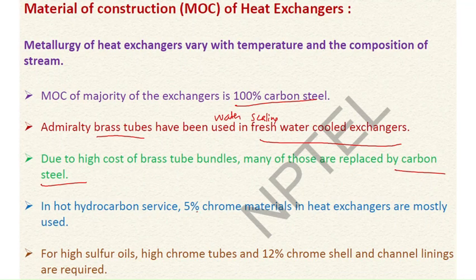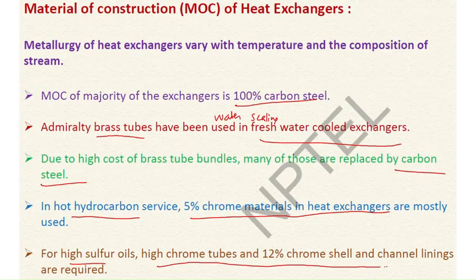So in hot hydrocarbon services, if there is some hot hydrocarbon passing through the tube, then 5% chrome material is used in making the heat exchanger. Why so? To prevent any corrosion. Due to hot hydrocarbon residues or hot hydrocarbon steam, if there is any corrosion, this chrome material can resist that corrosion. For higher sulfur oils, if higher sulfur content is present in the crude oil, then high chrome tubes and 12% chrome shell and channel linings can be used.